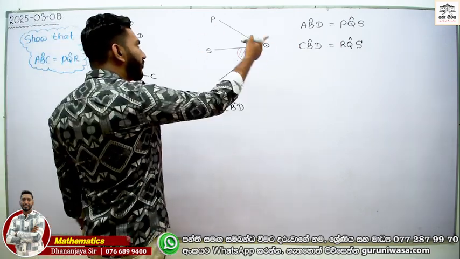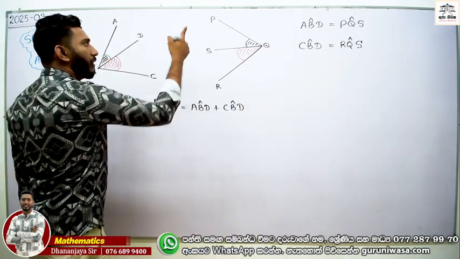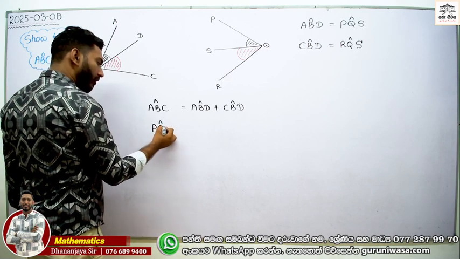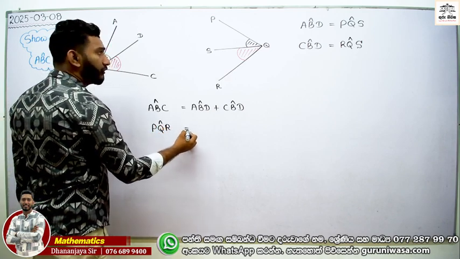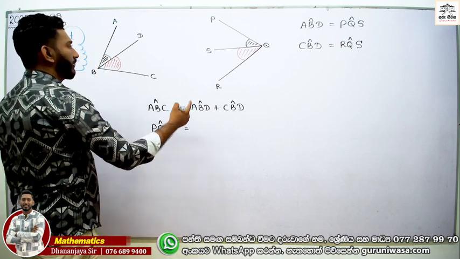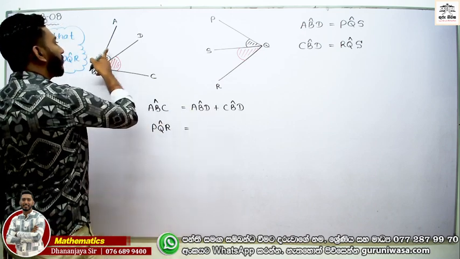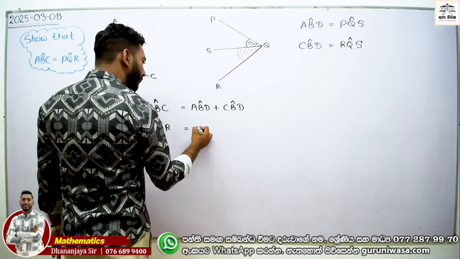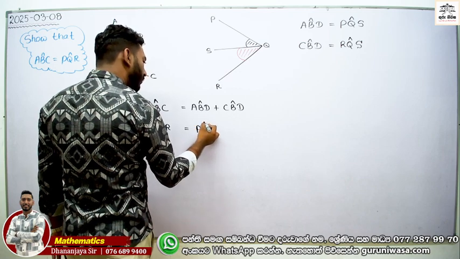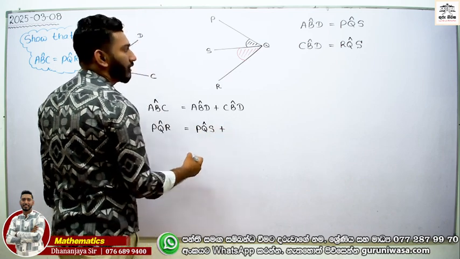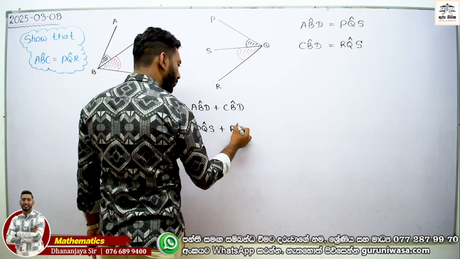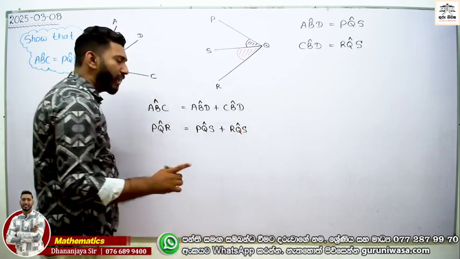Now we can write the same thing on the other side. Angle PQR equals, what is that? ABD is the black colored one, and this one, the black colored one, is PQS. PQS plus RQS.